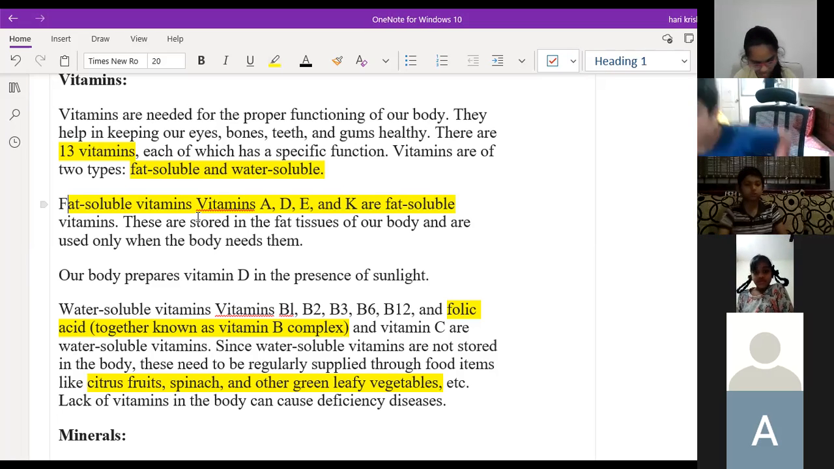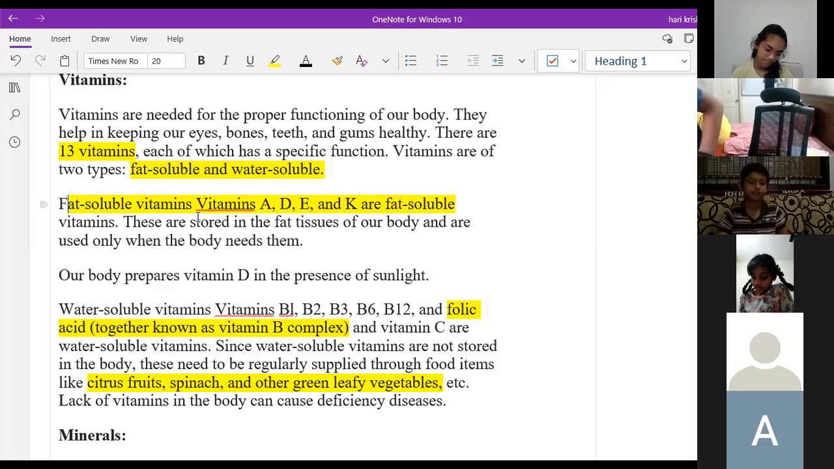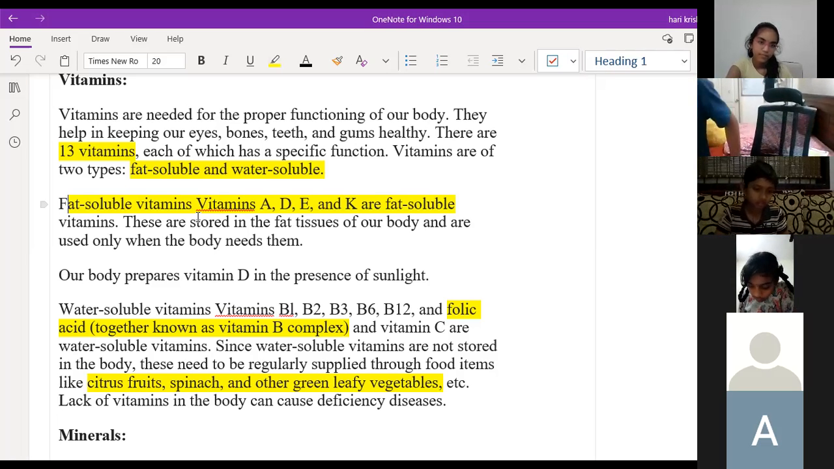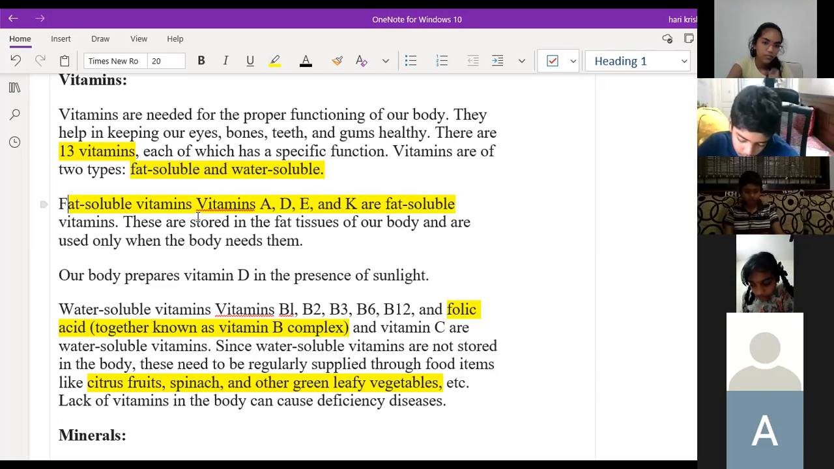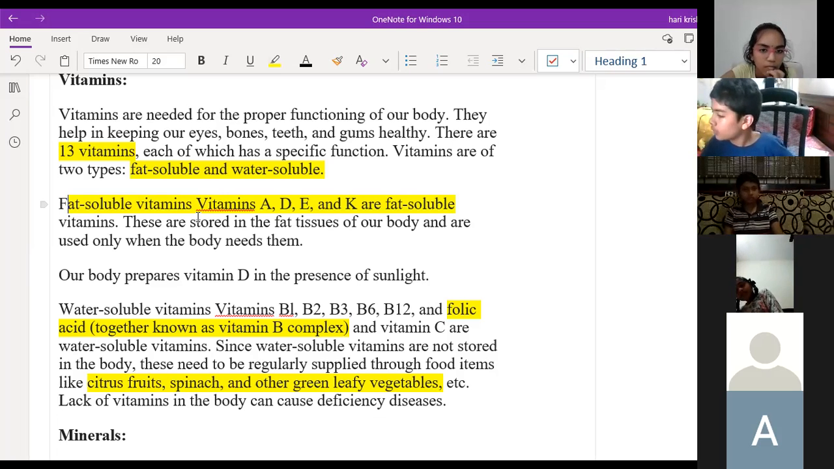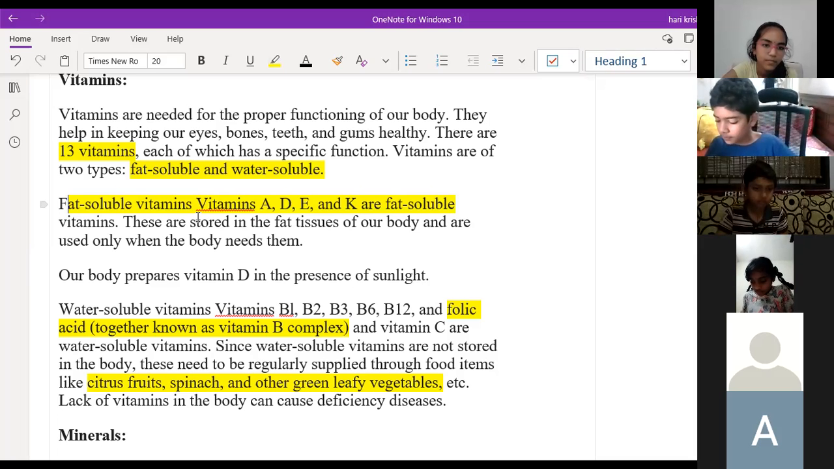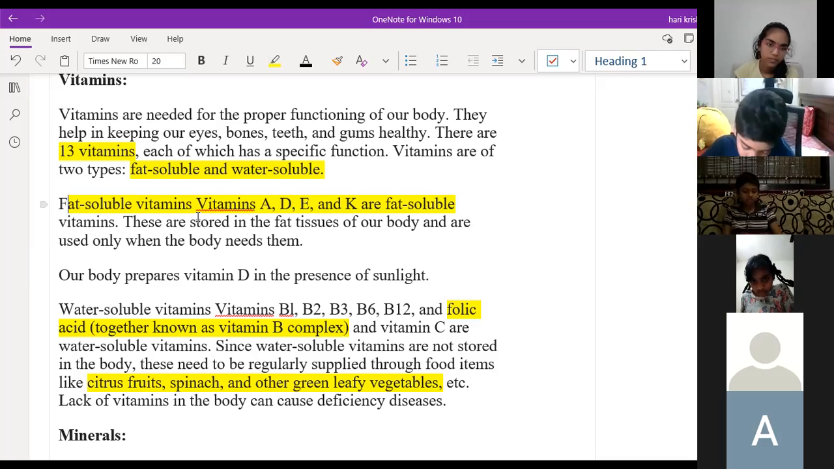But fat soluble vitamins we can store in the fat tissues. Once you take them, they are stored, and whenever we require them again, we can take them from the fat tissues. But water soluble vitamins are not like that. Vitamins are also called protective foods, which protect us from diseases and keep our body healthy.